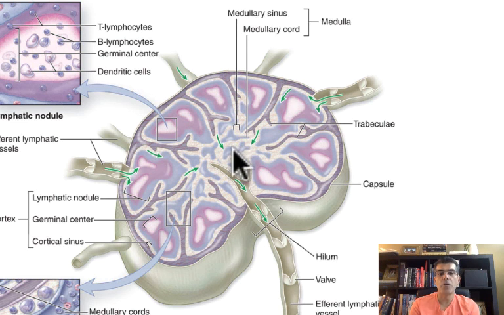So this medullary cord contains B cells and plasma cells. And finally, when the lymph is clean, lymph can leave the lymph node through this vessel. It's called efferent vessel and continue the journey toward blood circulation.